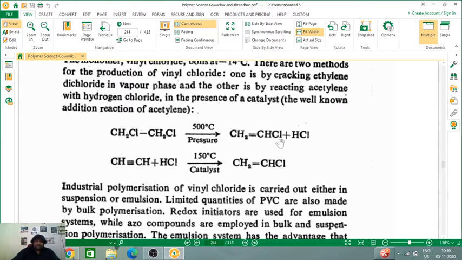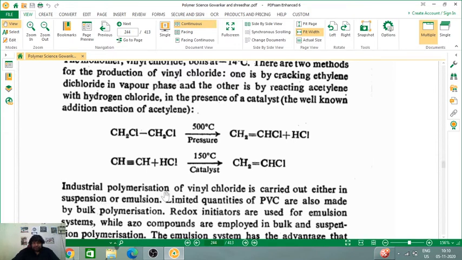We get hydrogen chloride, okay, and we get vinyl chloride. Another one is reacting acetylene with hydrogen chloride, 150 degrees Celsius in the presence of a catalyst, and we get vinyl chloride monomer.